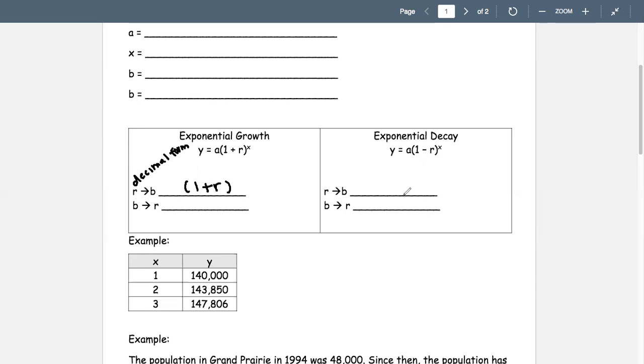Now knowing to get the B value, you would add 1 to R. What if it gave you the B value and you want to look for R? How would you go backwards? You would subtract 1. So let's say you wanted the R value. Well, to find the R value, you would subtract 1 from B to get your R value.